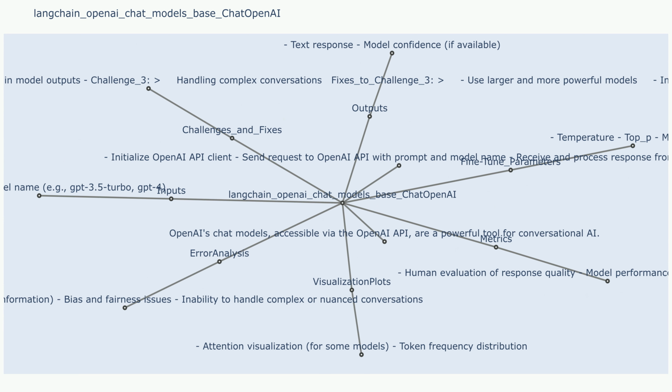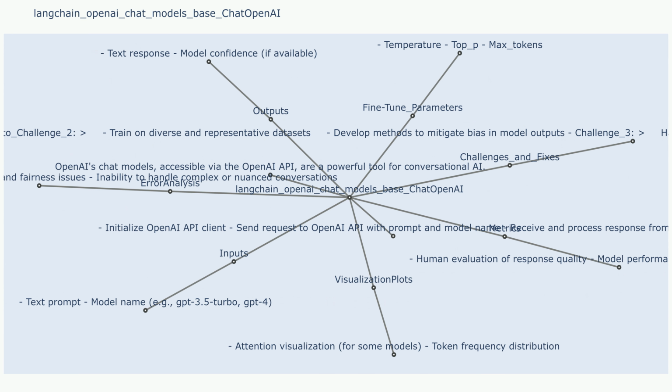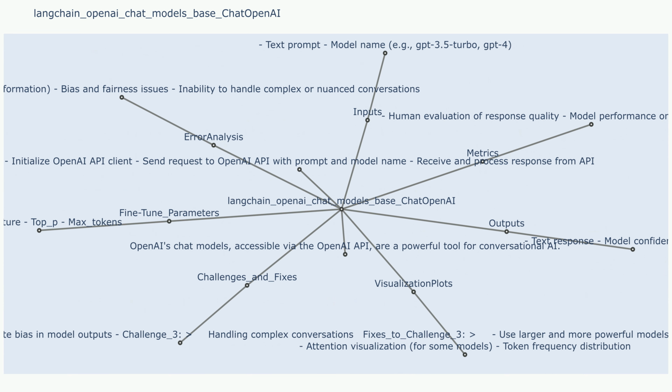Fine-tune parameters. Learning rate controls the step size taken during model training. Batch size, the number of training examples processed at once. Epochs, the number of times the entire training dataset is iterated over. Uncertainty methods. Temperature scaling, adjusting the temperature parameter during inference can provide insights into the model's confidence in its predictions. Ensemble methods, using multiple models to generate responses and then averaging the results can reduce uncertainty. Challenges and fixes. Challenge 1.